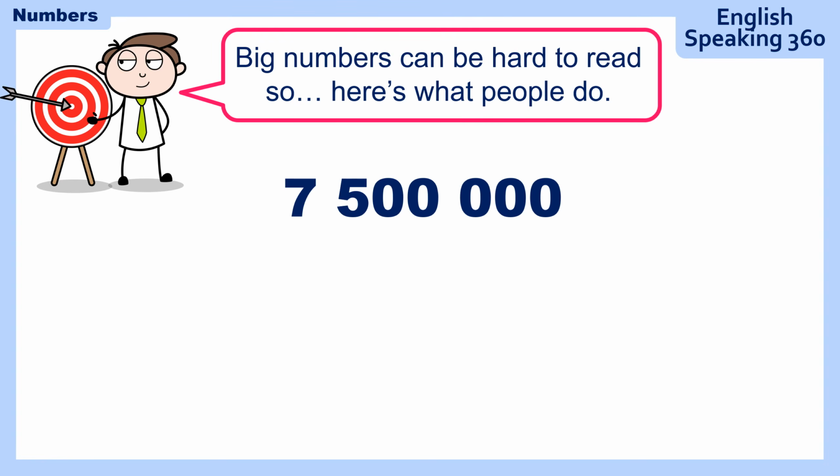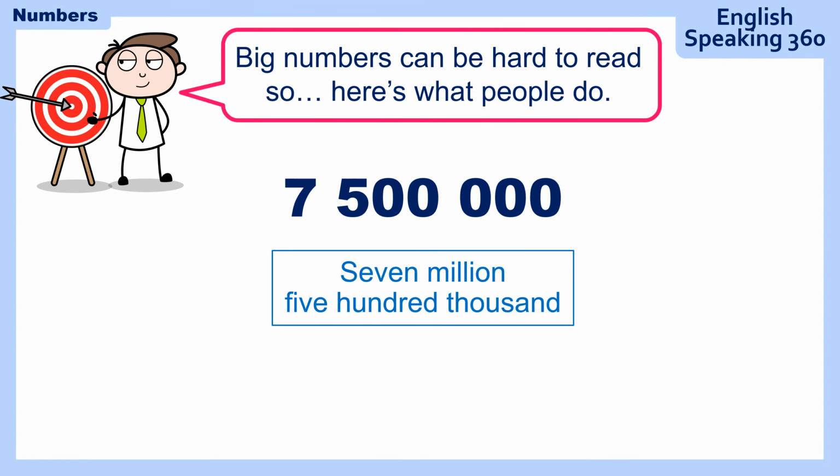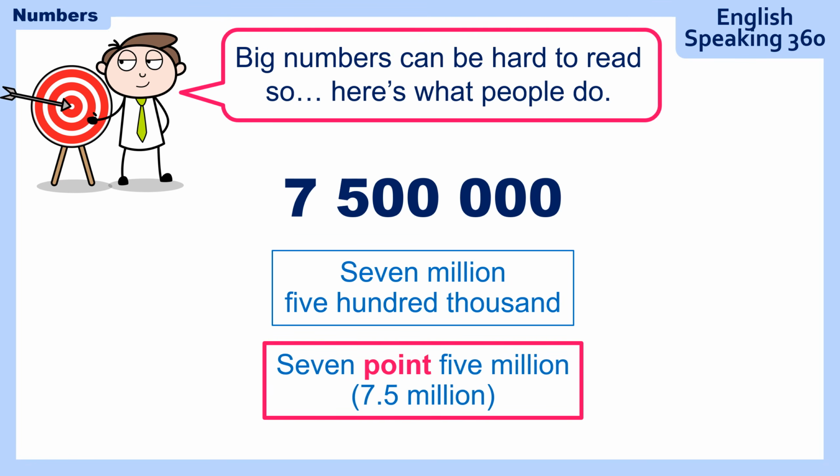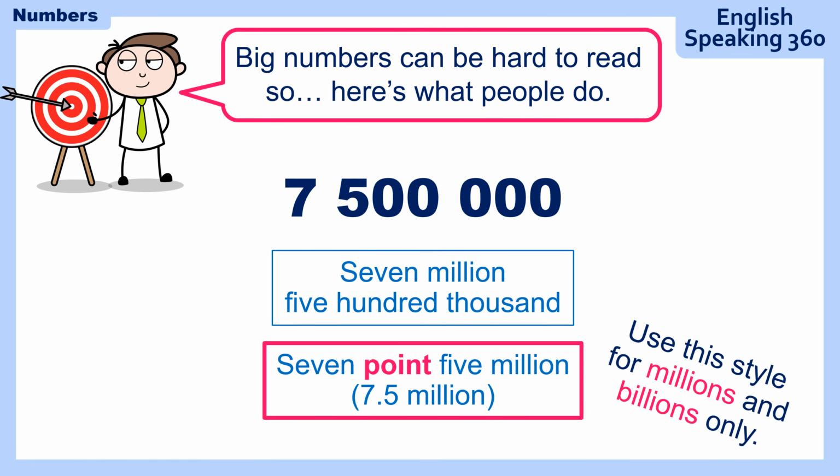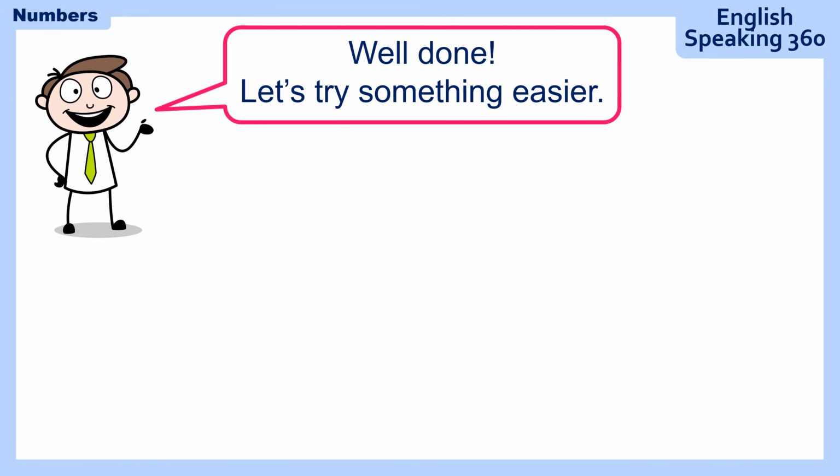Big numbers can be hard to read, so here's what people do. Okay, so we already know this number. It is 7,500,000. But this is difficult for many people, even for native speakers. So many people will say 7.5 million. It's a good way to make it easier to say. But you have to use this style only for millions and billions, and of course trillions only, but not for thousands. Well done! Now let's try something easier.